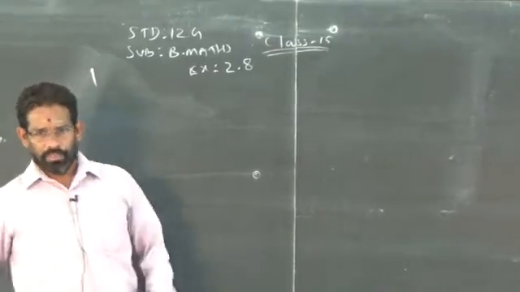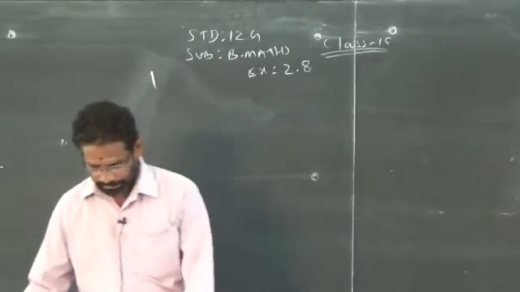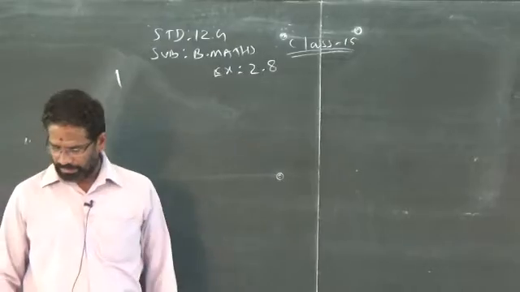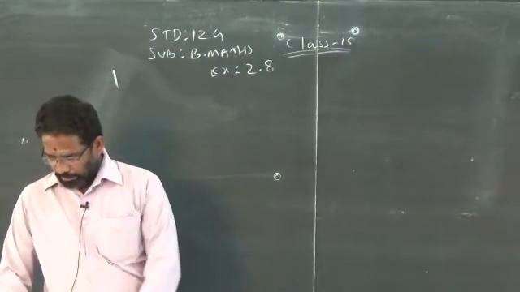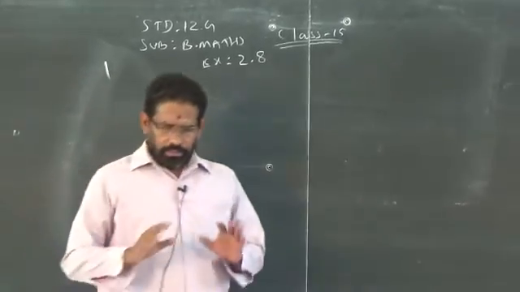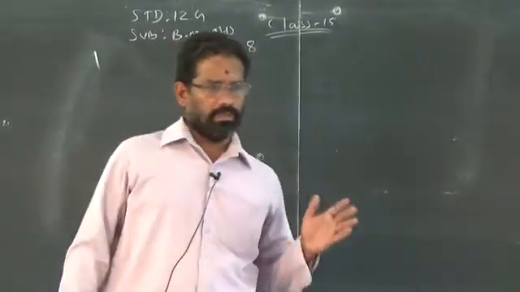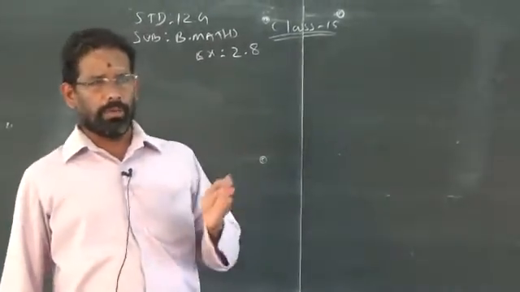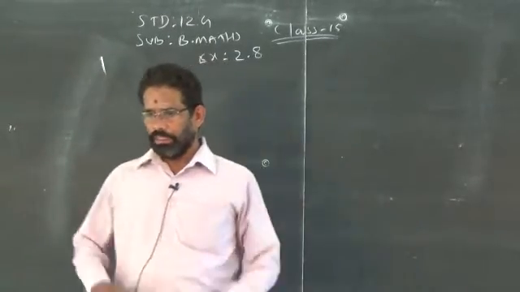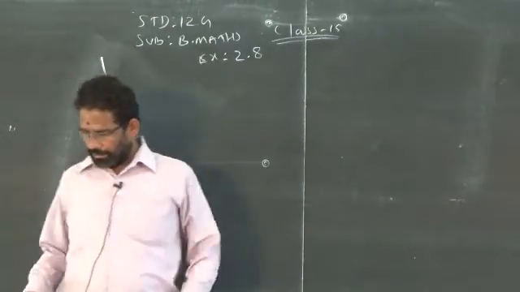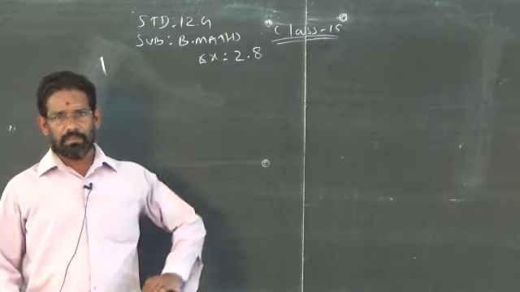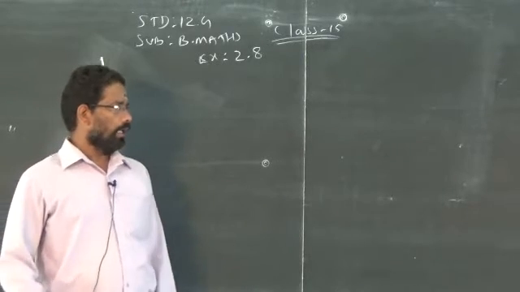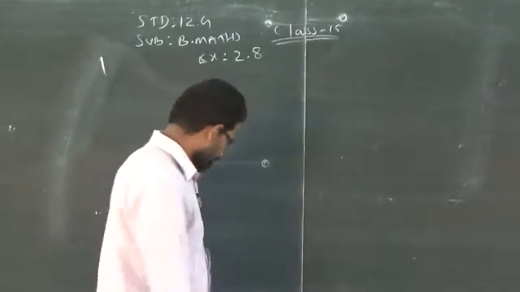Morning, boys. We will begin our class exercise number 2.8. It is very simple. It is just that from what you learned from exercise number 2.1 to 2.7, all put together in this exercise. But what is the difference between this exercise and the previous one? In the previous one, there is no limit given.